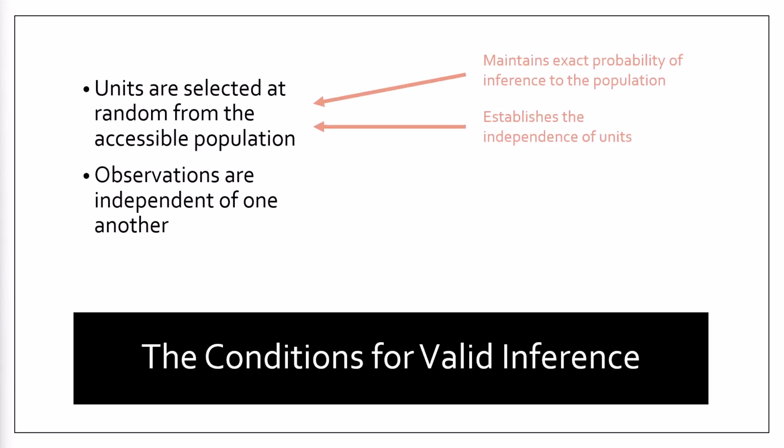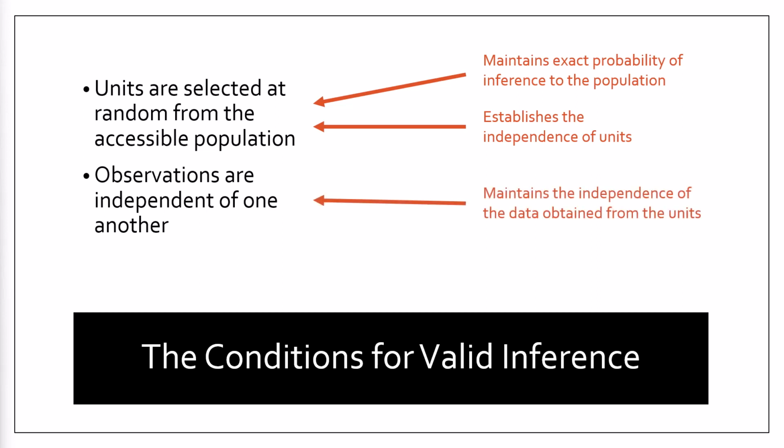Now, the reason we select at random from the accessible population is for 2 reasons. 1, maintain the exact probability of inference to the population. That is, when we say we're 95% confident, we want to be 95% confident, and that relies on random selection. But there's another thing that this does, and that establishes the independence of our units. And when we observe independently, that continues to maintain the independence of the data obtained from these units.